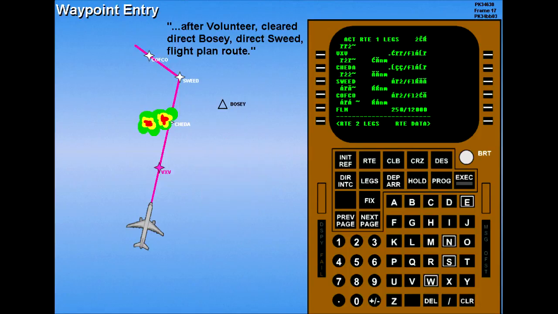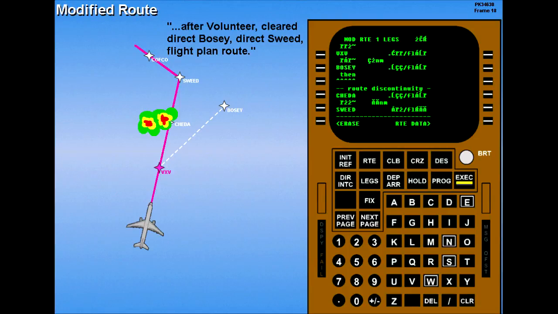To make the entry, Bosey is first entered into the scratch pad. Next, it is line selected into the proper route sequence, creating a route modification. With the modified legs page displayed, any route discontinuity should be resolved and the new route checked for accuracy. When satisfied, the modification may be executed.